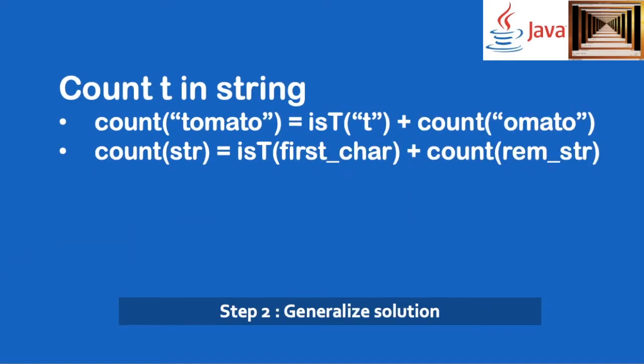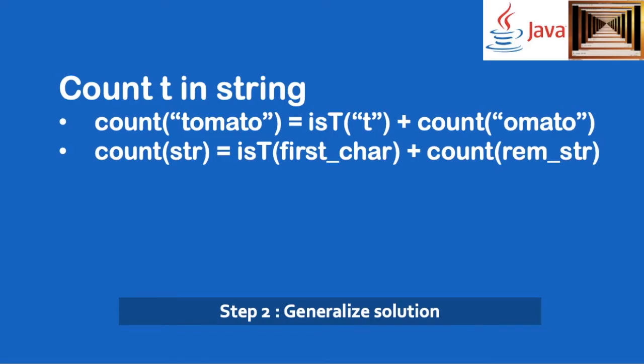Now in the second step, what do we do? We will generalize the solution. So count tomato is equal to isT of the first character, which is t, plus count omato, that is what we did in the previous slide. Or I can generalize it and say count str is equal to isT of first character, plus count of the remaining string. And isT will give 1 or 0 depending upon whether this character is a t or not. So that's the generalized solution.